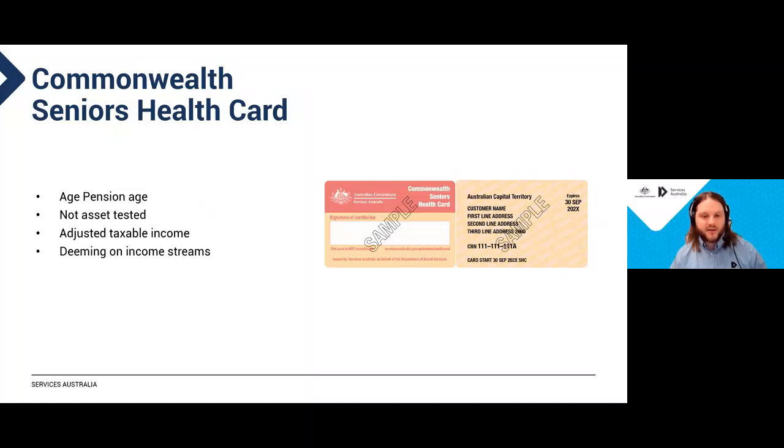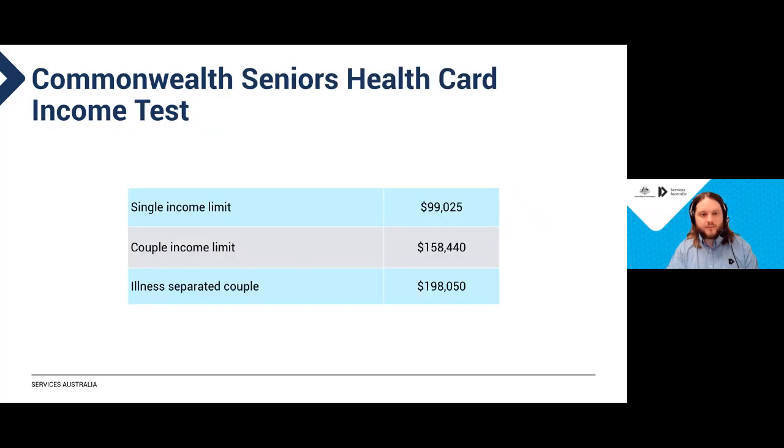What we mean by that is that we have a look at your taxable income based on your latest tax return in the last 2 years. And then if you do have other income, such as deemed income from your income stream balance, we may then add an additional income to that to determine whether or not you are eligible for the card. This can include things like foreign income, reportable superannuation contributions, and more. Again, if you're not sure, you can test your eligibility online, or you can have a chat with us.